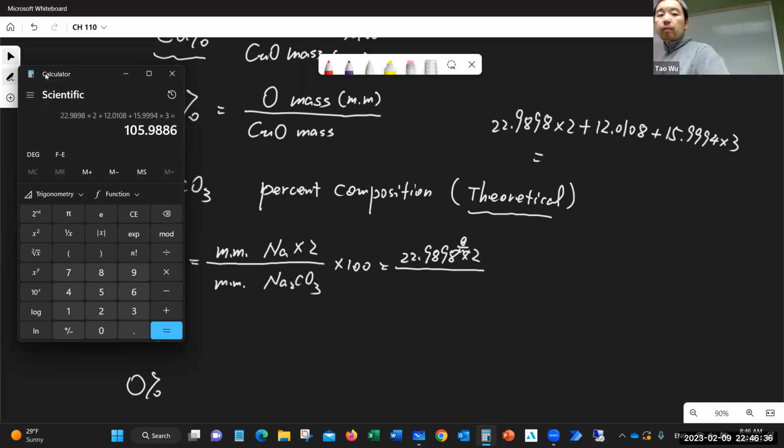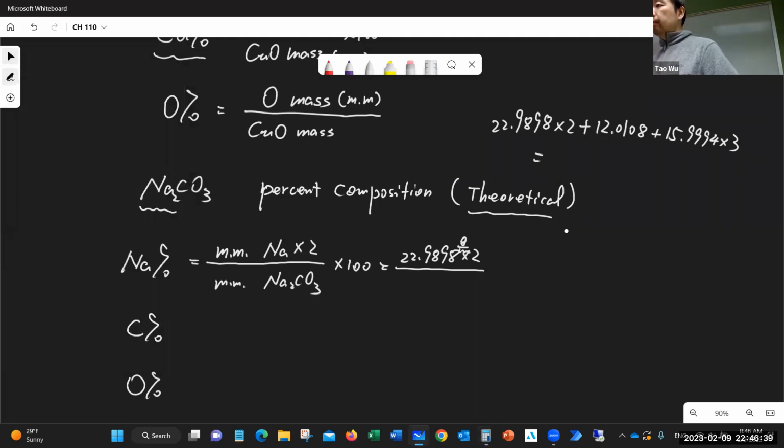So 105.9886, and this is in grams per mole. One mole of sodium carbonate is that many grams. So you divide by the molar mass of the whole compound, and then you times 100. Then you get the percentage. Or you just write 100%.